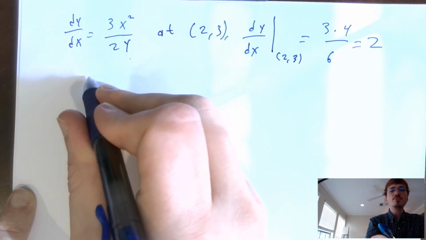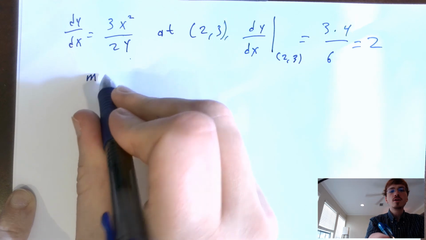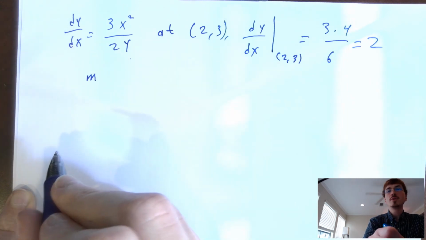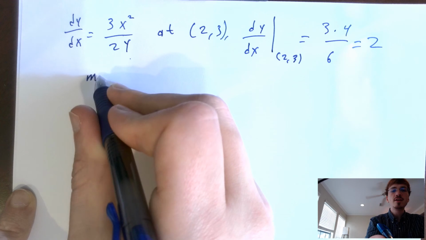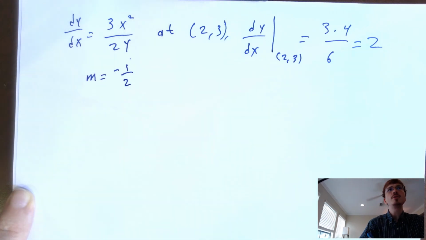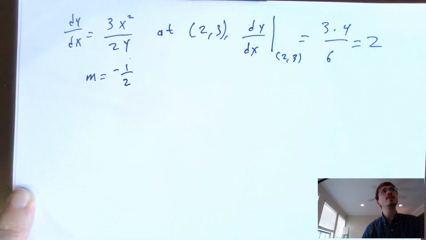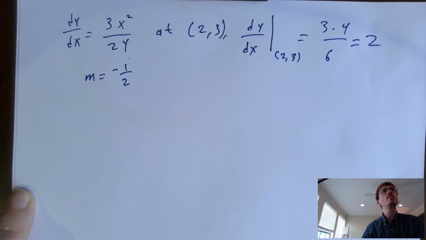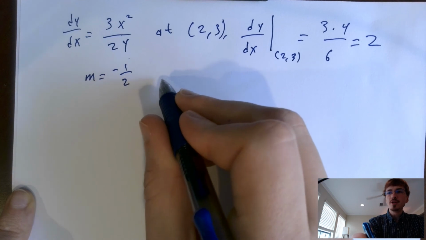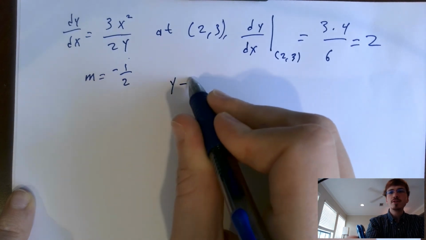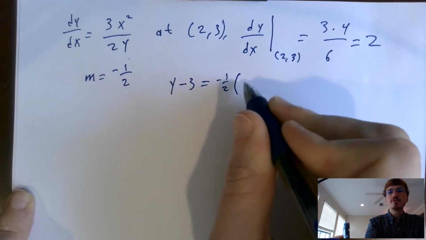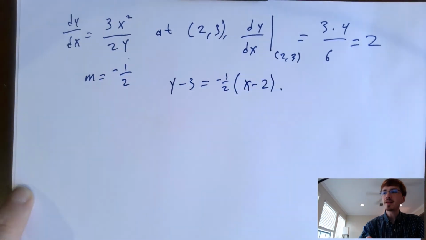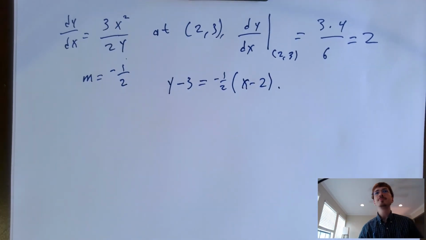So what's the slope for our normal line? What's the slope of our perpendicular line? It's the negative reciprocal. m is negative 1/2. So now we're ready to make an equation of a line. We have y minus 3 equals negative 1/2 times (x minus 2). And that's not too bad.